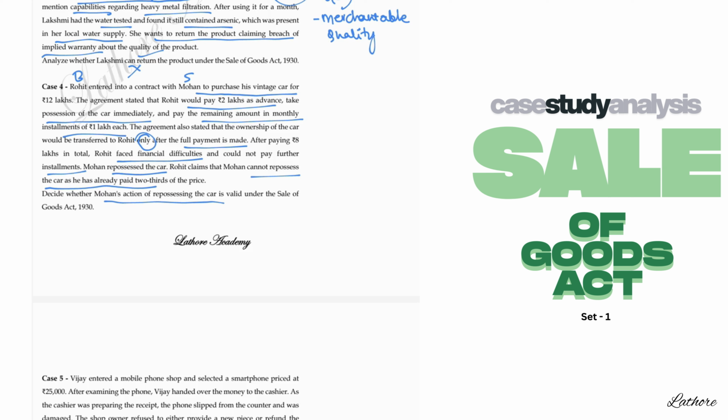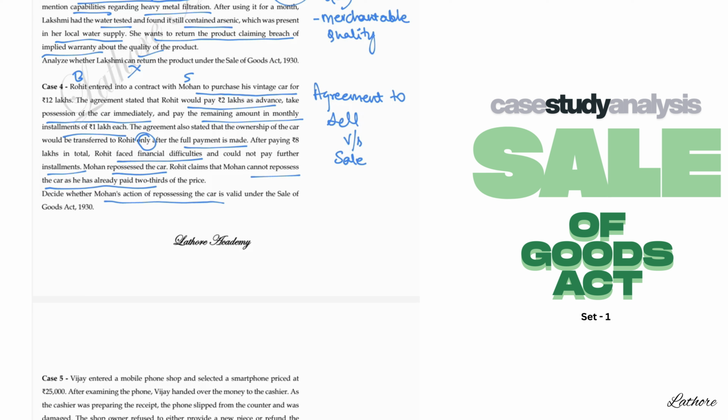Students, what happens with respect to an agreement to sell? In an agreement to sell, the property in the goods will transfer at a future date upon fulfillment of some conditions. So the key difference between an agreement to sell and a sale is that the ownership transfers immediately in the case of a sale, whereas in the case of an agreement to sell, the transfer of property takes place only at a future time upon fulfillment of some conditions.